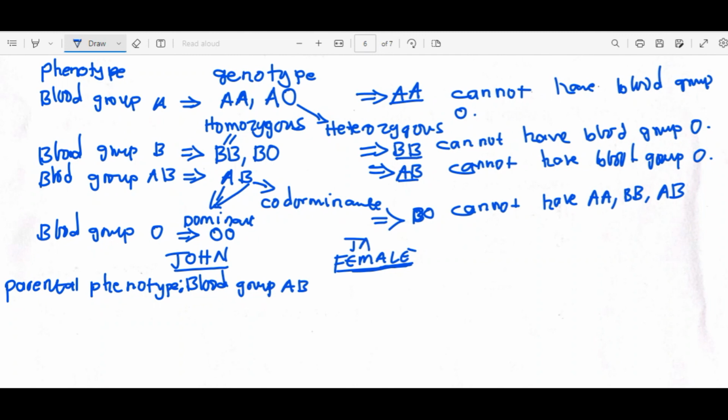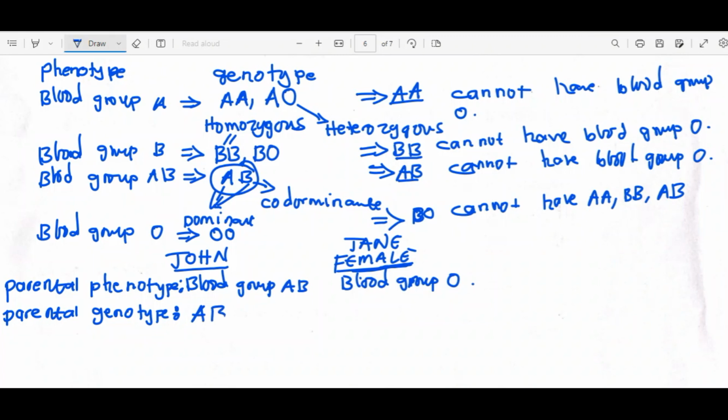So here we are supposed to use the name. So say blood group O. After this, what comes? Then we move on to parental genotype. If we now look at the parental genotype for blood group AB, we said there is only one. You just have to say AB. Then for O, it's also OO.